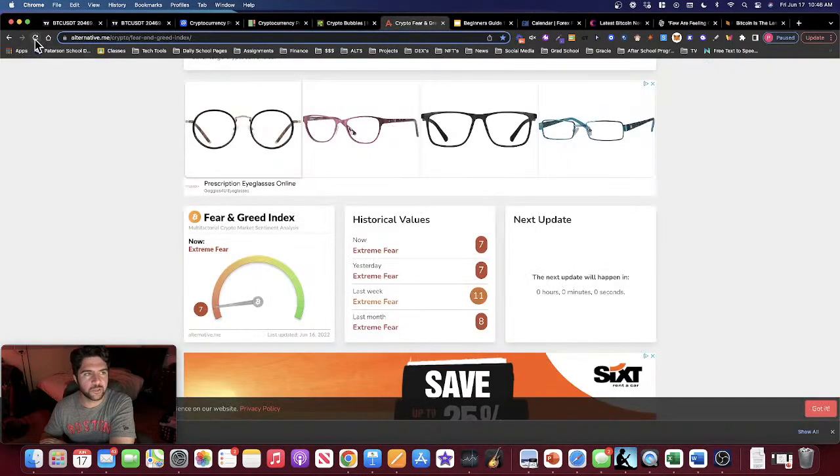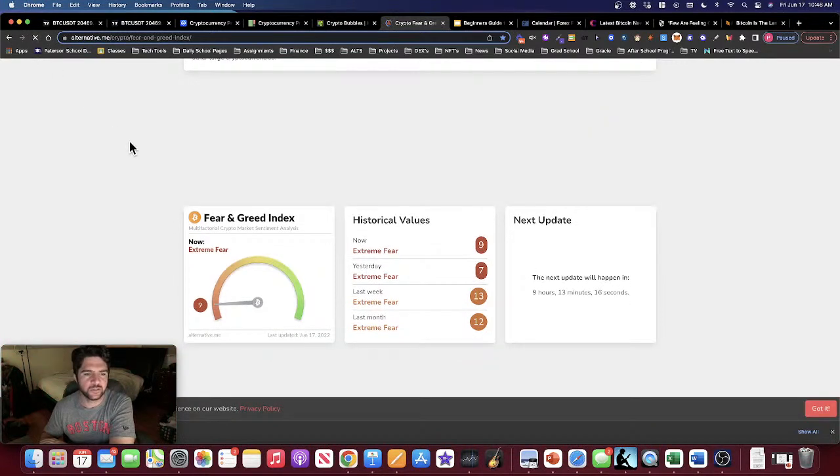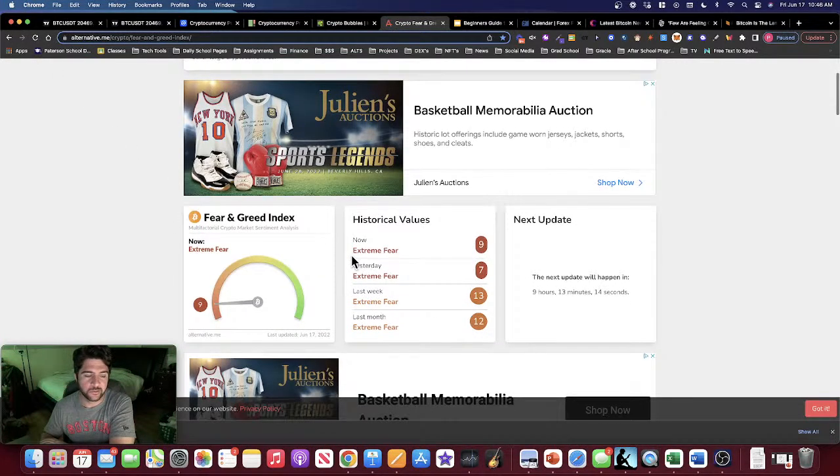So Crypto Fear and Greed Index was sitting at a 7. Is now at a 9. So I don't know why people are less fearful today as opposed to the other days, but that's the truth.